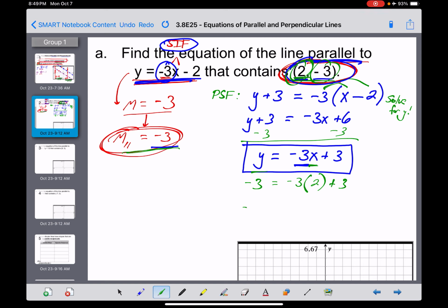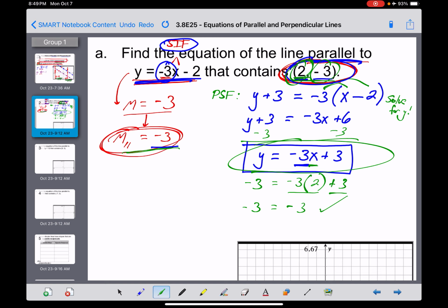I don't know if this is right. Let's check it. Negative 3 equals negative 3 times 2, which is negative 6. Negative 6 plus 3 is negative 3. There's the true statement we were looking for, and that is our correct answer then.